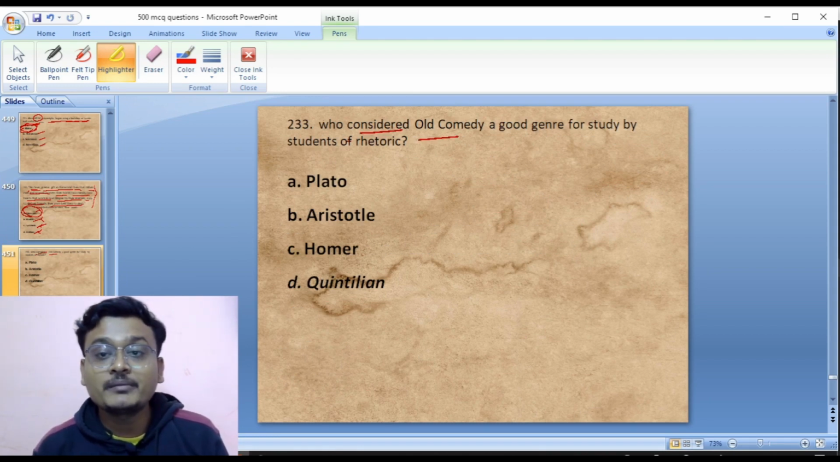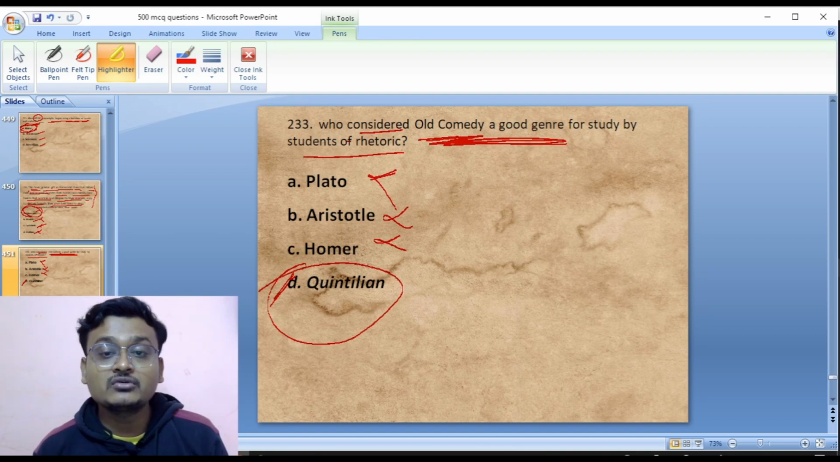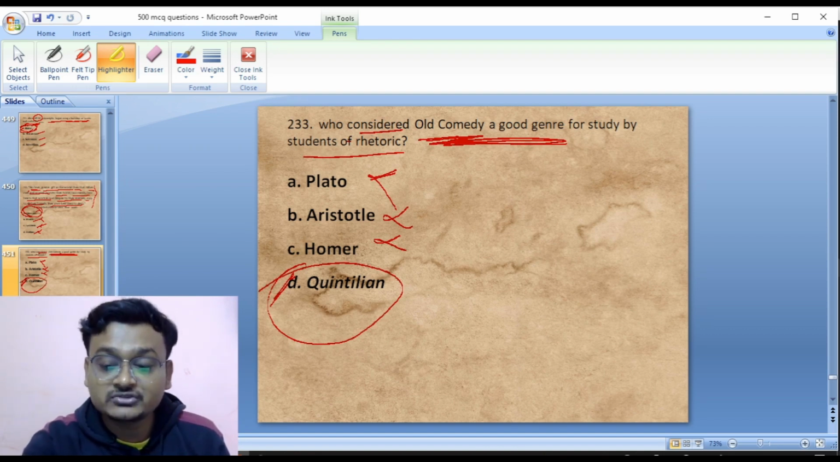Who considered old comedy a good genre for study by students of rhetoric? Plato, no. Aristotle, Homer, no. It was Quintilian. Quintilian said that old comedy is a good genre for study by students of rhetoric.